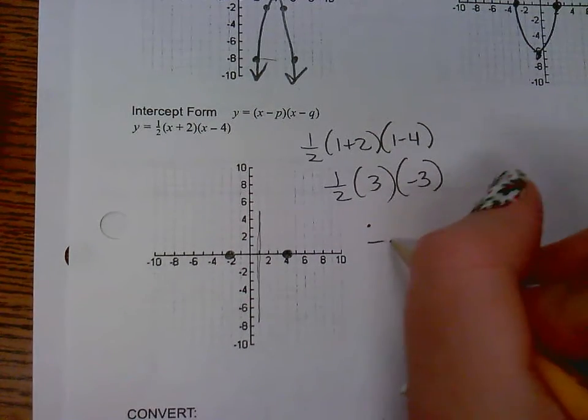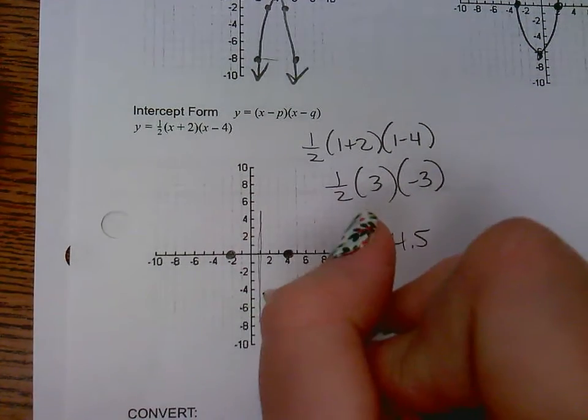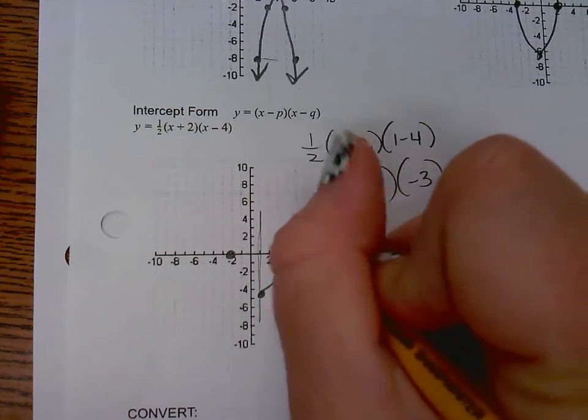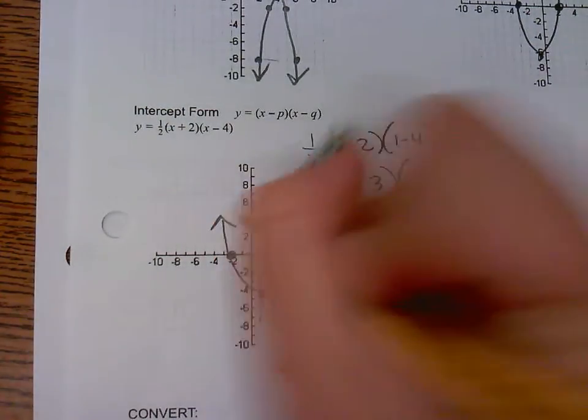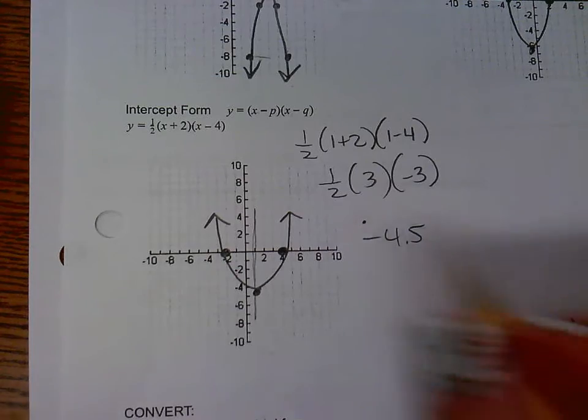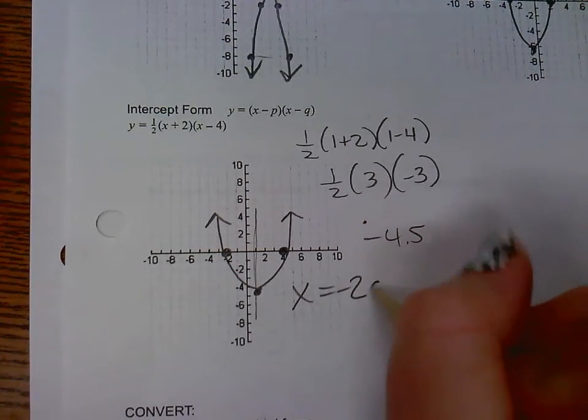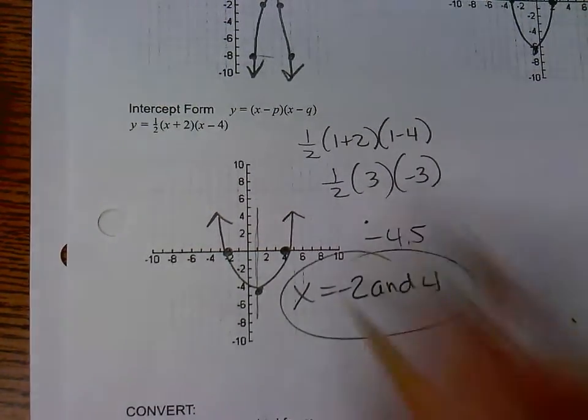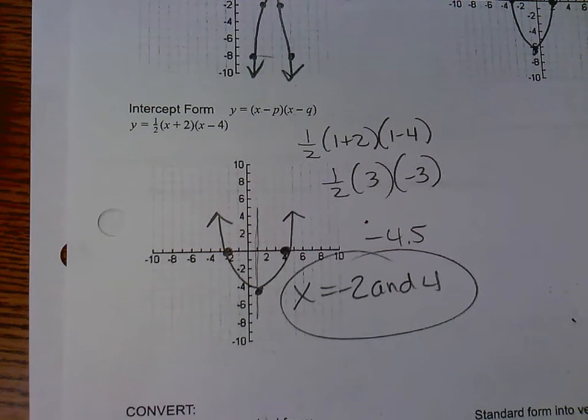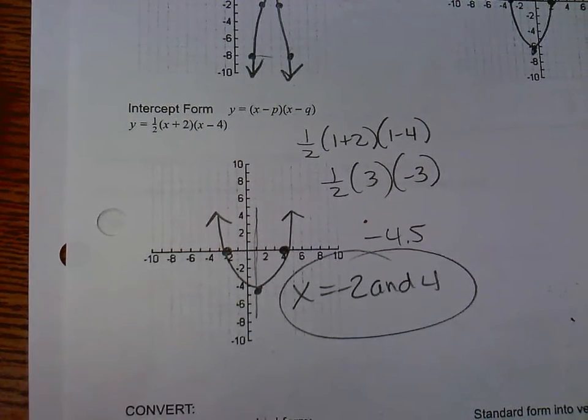would be negative 4.5. And actually, I don't really care about where the vertex is because don't I already have my x-intercepts? So my x-intercepts are at negative 2 and positive 4. The whole goal was to find the x-intercepts, right? That's what solve by graphing means.